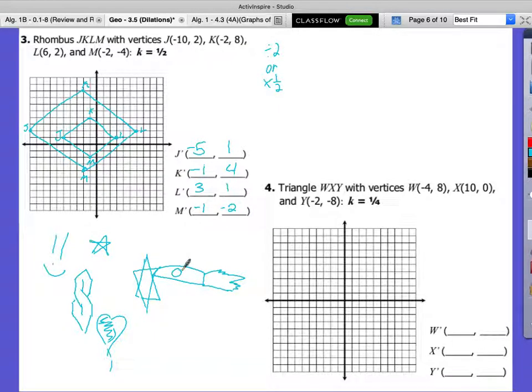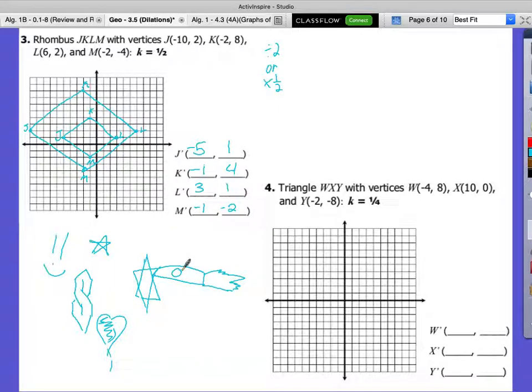Hey guys, attention back up here, please. So on number 3 here, we had a scale factor of 1/2, which means instead of doing an enlargement, like Ian said before we started, we're doing a reduction. Everything got smaller by 1/2. Everything became half its size. So we took 1/2 times all of these.